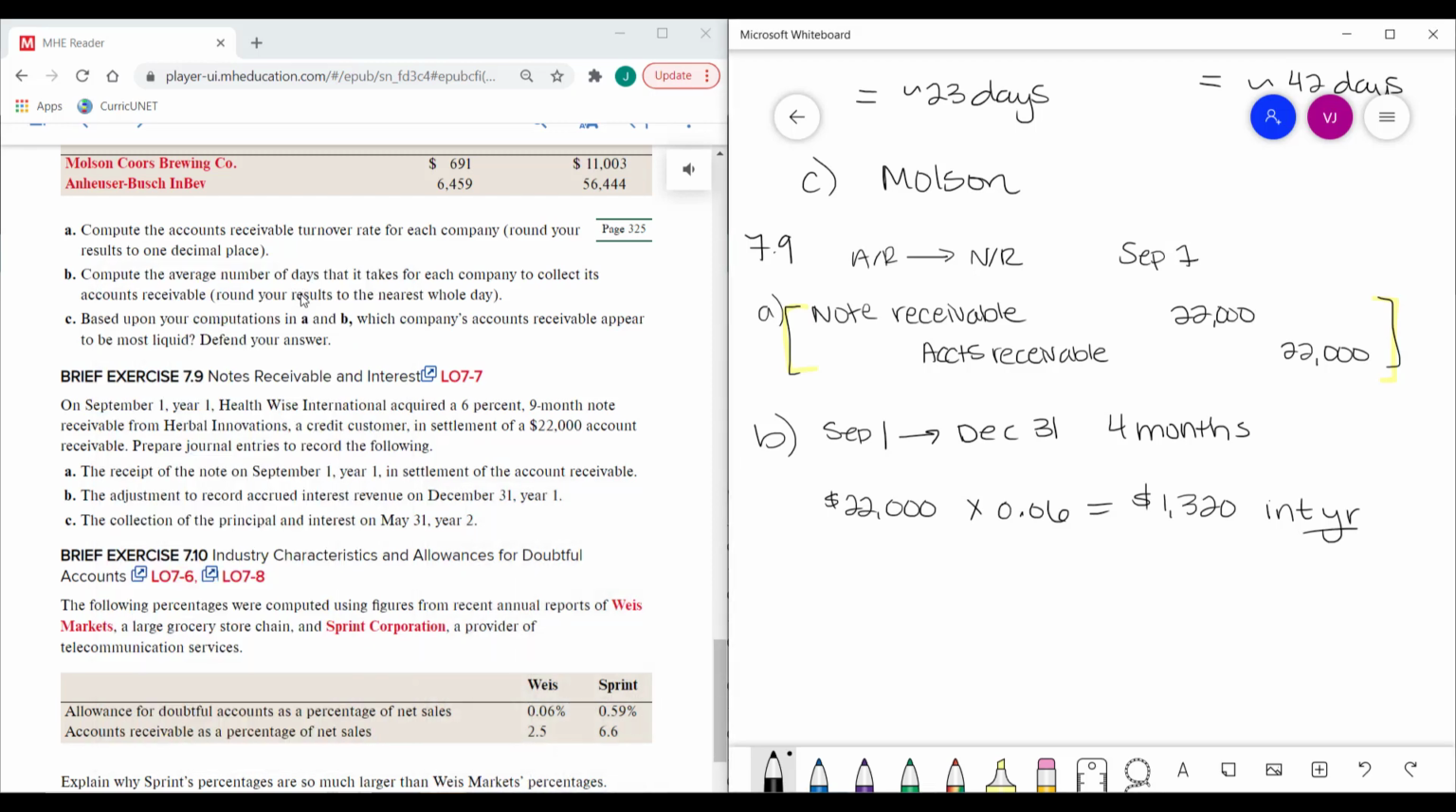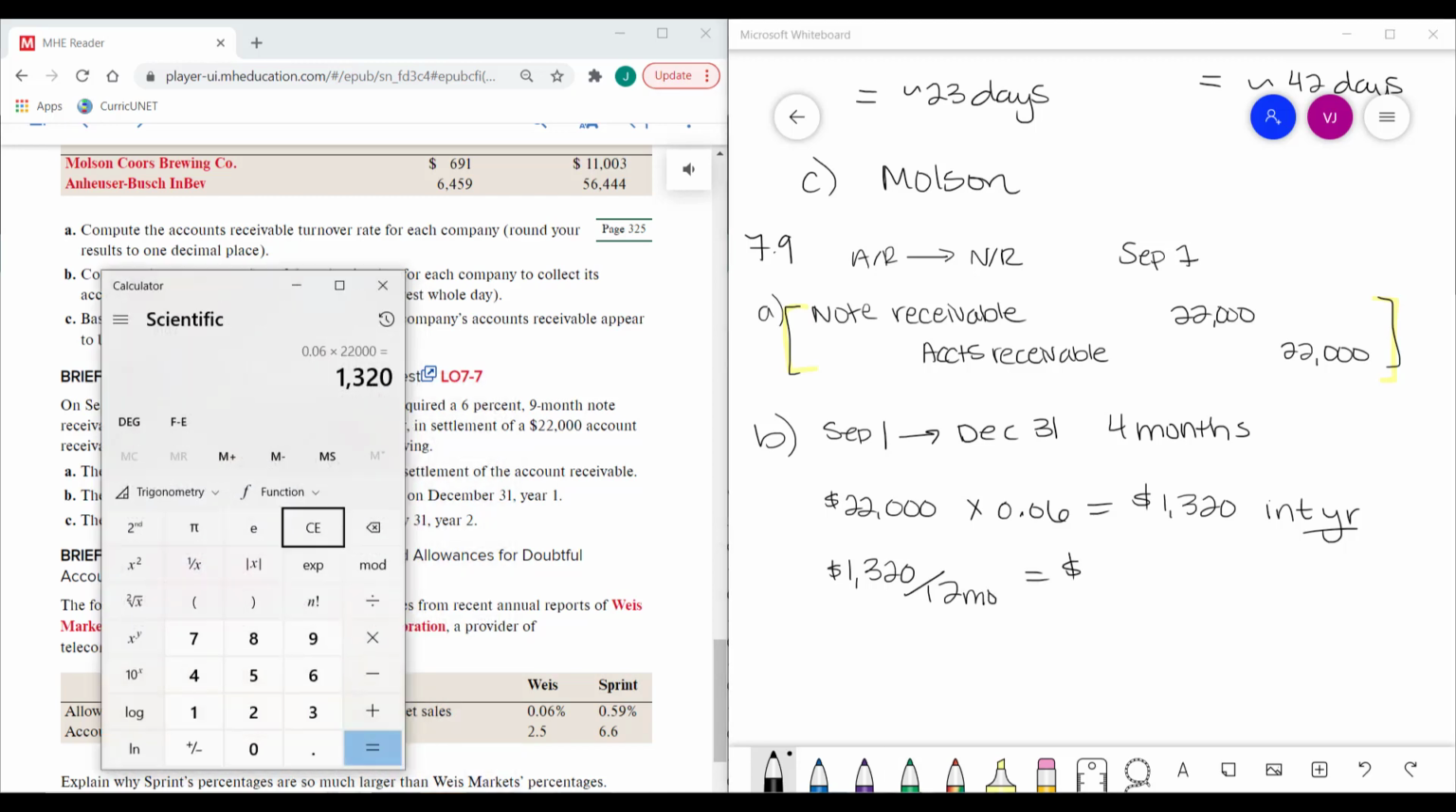This is only a 9-month note, right? It's only a 9-month note receivable. So we want to convert that interest for a whole year of $1,320 and divide it by 12 months to figure out what that interest comes out to monthly. And again, in this class, we're only focusing on simple interest. Divide that by 12, and that comes out to $110 per month.